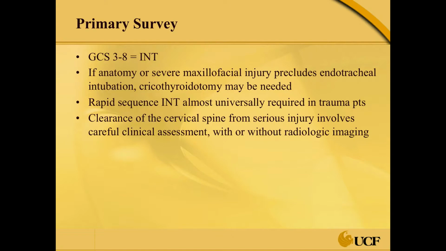So if the Glasgow Coma Scale is a score of 3 to 8, you must intubate. Remember that. GCS 3 to 8, you must intubate. I should be a cheerleader, right? If anatomy or severe maxillofacial injury precludes endotracheal intubation, then you're going to have to crike the patient. And I think I've got some pretty gruesome pictures of facial injuries where you're going to be able to see some of this.